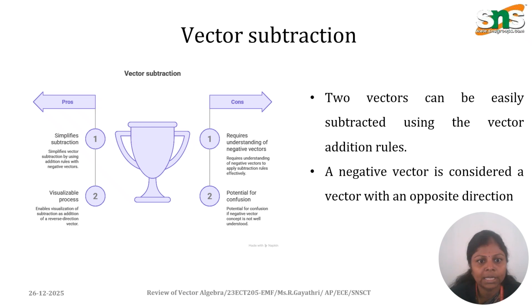Coming to vector subtraction, we can easily subtract two vectors by using the vector addition rules. A vector minus B vector can be represented as A vector plus minus B vector, where the negative sign represents that the direction is opposite.